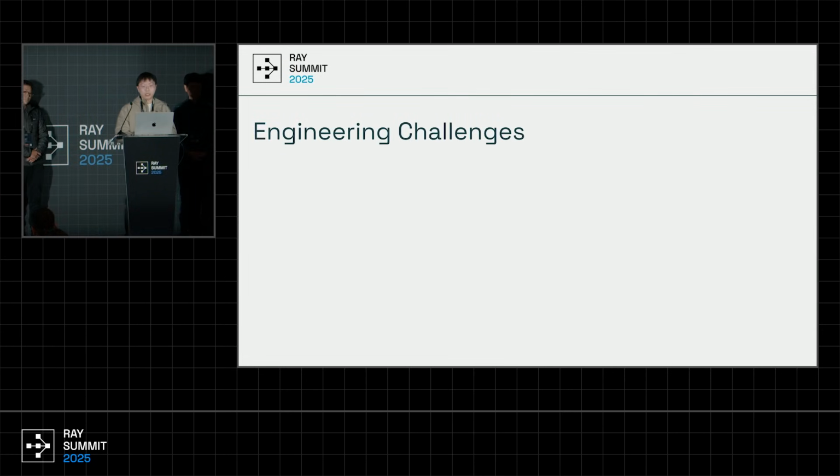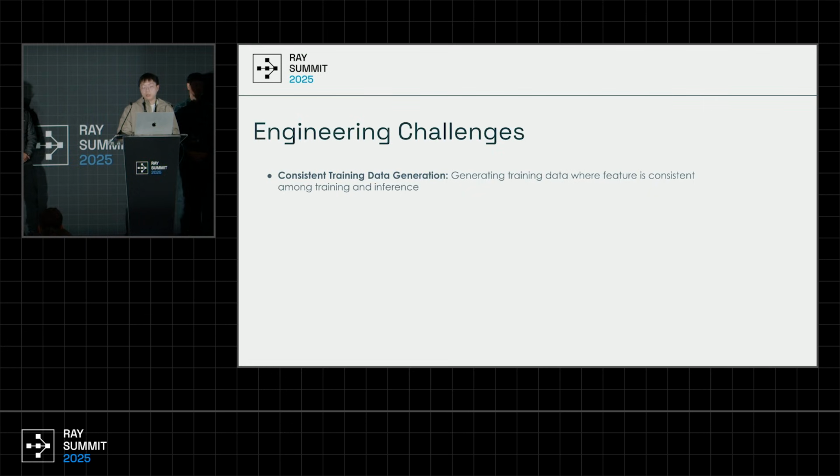Also, I want to mention that when we were implementing this system, we met some challenges. First of all, we want to generate training data where features are consistent between training and inference. This is a very big transition, because before online training, all of the features were loaded offline, where the features might have drifted since the user action took place.